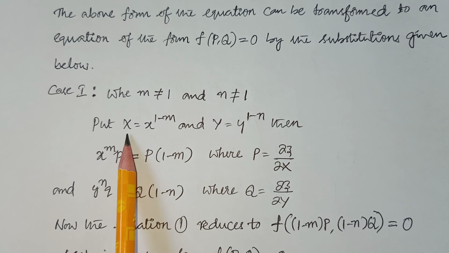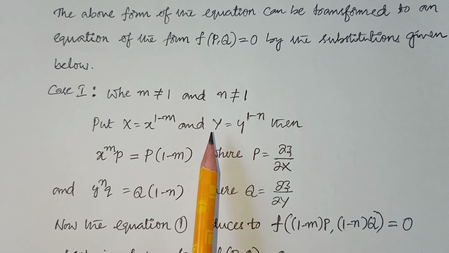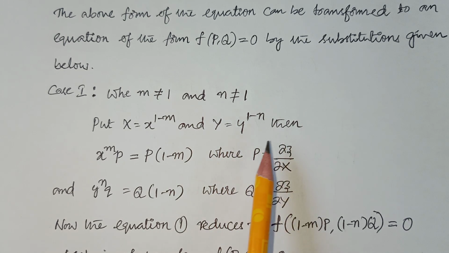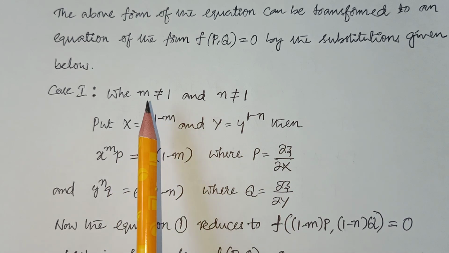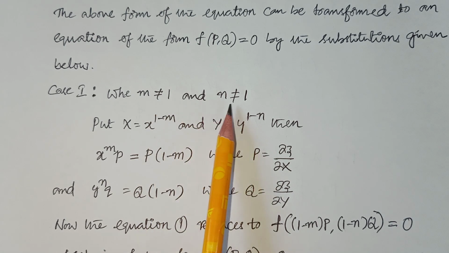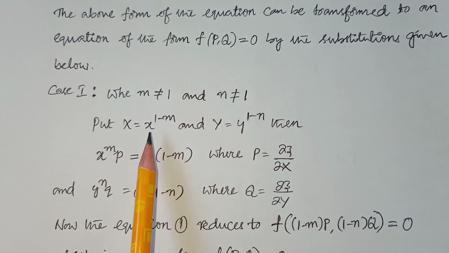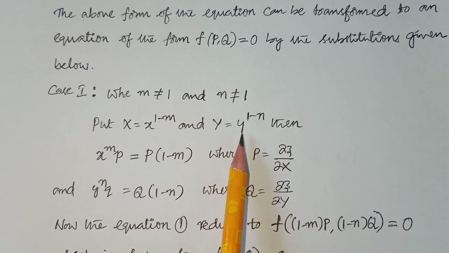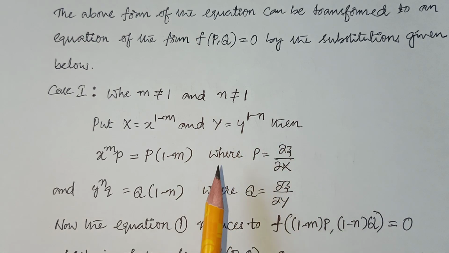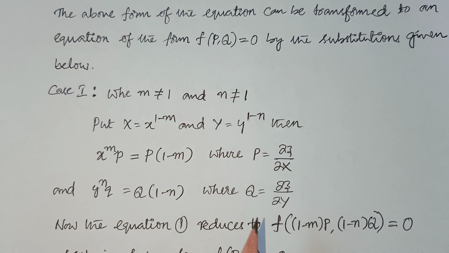Here we use some other variables, capital X and capital Y. We are transforming into other variables: capital X is equal to x power 1 minus m, and capital Y is equal to y power 1 minus n. Remember, when m is not equal to 1 and n is not equal to 1, we put capital X equal to x power 1 minus m and capital Y equal to y power 1 minus n. Then the given equation reduces to this form.